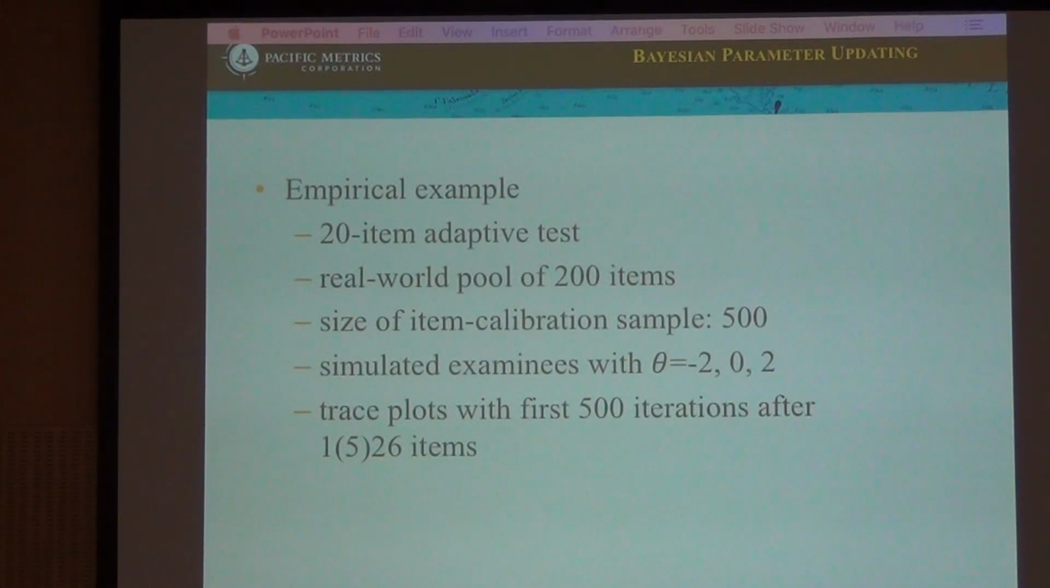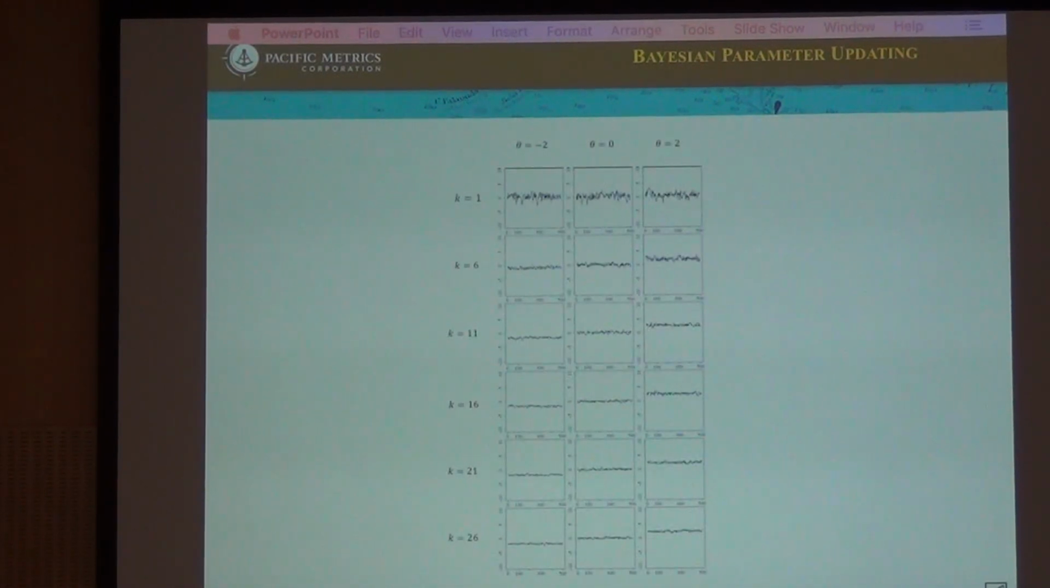And then I show you simulated examinees at 3 different theta values and trace plots with the first 500 iterations after 1, 5, etc. items. So the columns are for the 3 theta values. These are trace plots, so they show you how the sampler behaves. The first row is after the first item, and there's immediate convergence.